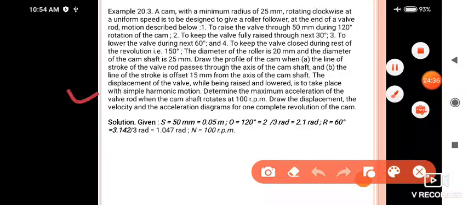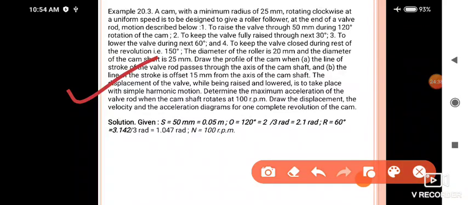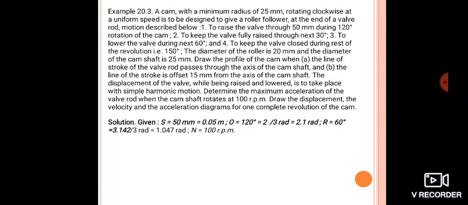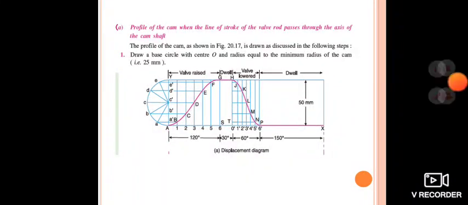Okay, first read the problem carefully, meaning what data is given: theta O how much, theta R how much, and what is the stroke length. You need to first understand clearly, then write the given data. If revolutions are given, then you have to write all the details carefully. Okay, then the next procedure.